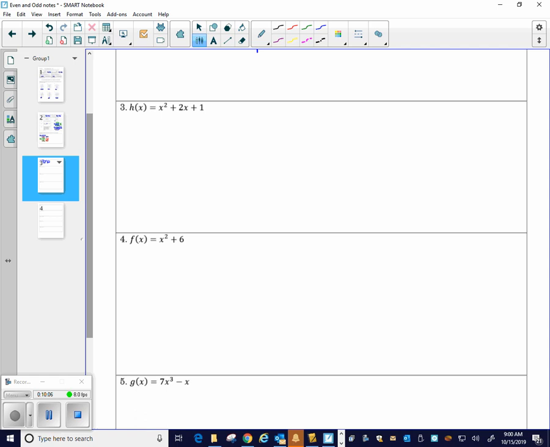All right, number 3, even, odd, or neither. So let's test for even. If I plug in negative x, let's see what we get. Negative x squared is just x squared. 2 times negative x is minus 2x. Plus 1. That was close, but not quite, because the minus sign in front of the 2x and the plus sign in the 2x in the original function. So this is not even.